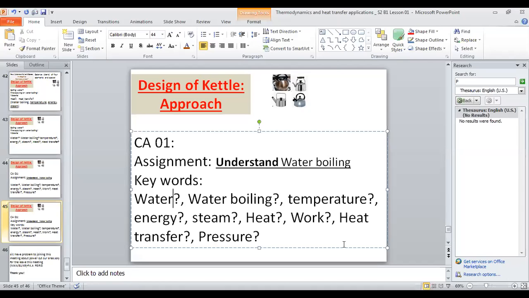Pressure, for example: under atmospheric pressure you are doing this. For different pressures, these temperatures may be different, heat would be different. Those things get written, so you can think and write.